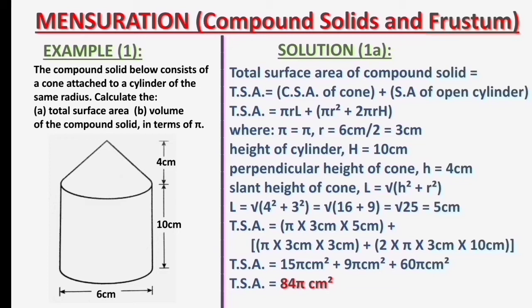That brings us to the curved surface area of the cone on top, the formula being pi radius times the slant height, plus for the open cylinder at the bottom, the surface area of the open cylinder, the formula is pi radius squared plus 2 pi radius height.